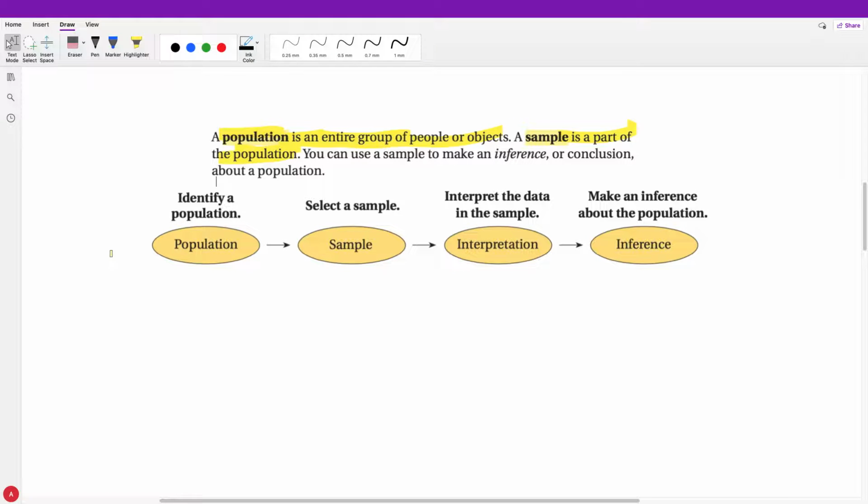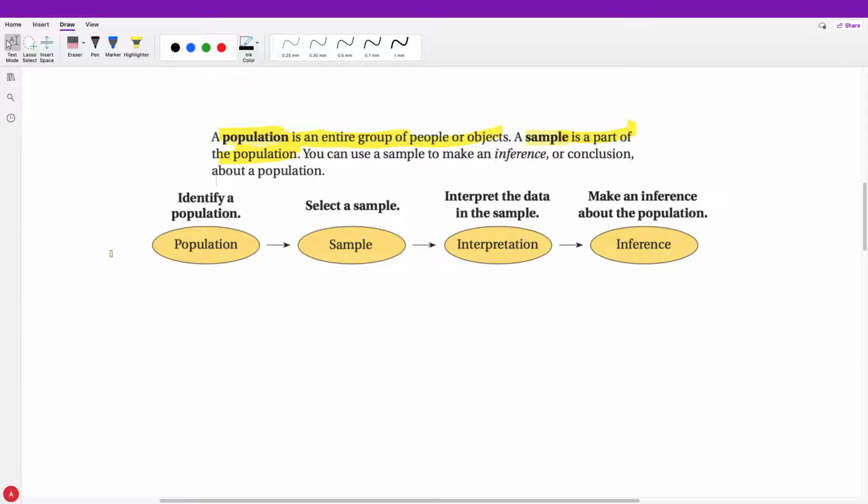Your population can vary. At first I was talking about the entire population of our school. Well, we could just focus on our middle school as well. Because the middle school is its own entity, we can say the middle school is our population. And from there, we're going to look at just the grade 6 students, and those grade 6 students could be our sample. So the population depends on how we're dealing with whatever data we're trying to collect.